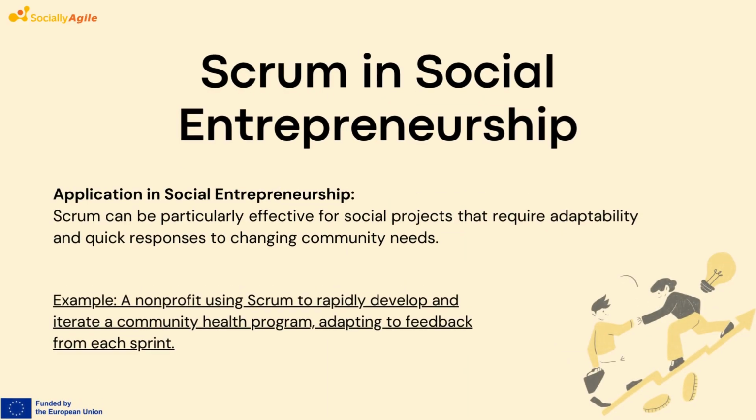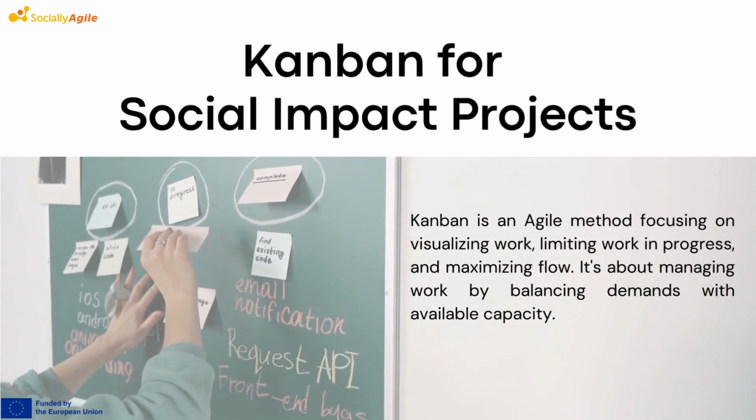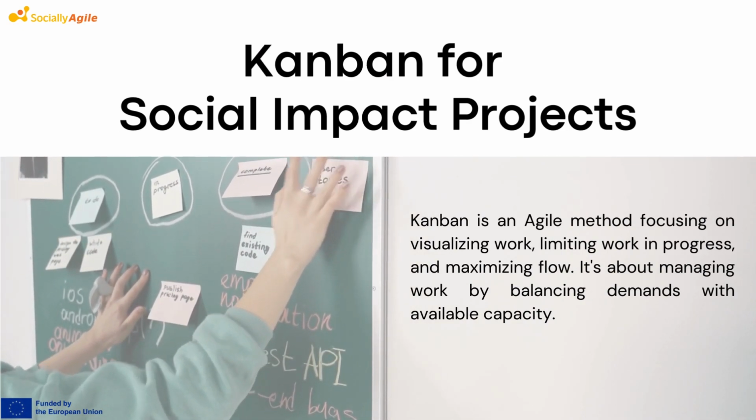Scrum can be particularly effective for social projects that require adaptability and quick responses to changing community needs. For example, a nonprofit organization might use Scrum to rapidly develop and iterate a community health program, adapting to feedback from each sprint. This allows the organization to respond swiftly to evolving needs and to continuously improve the program based on direct community input.